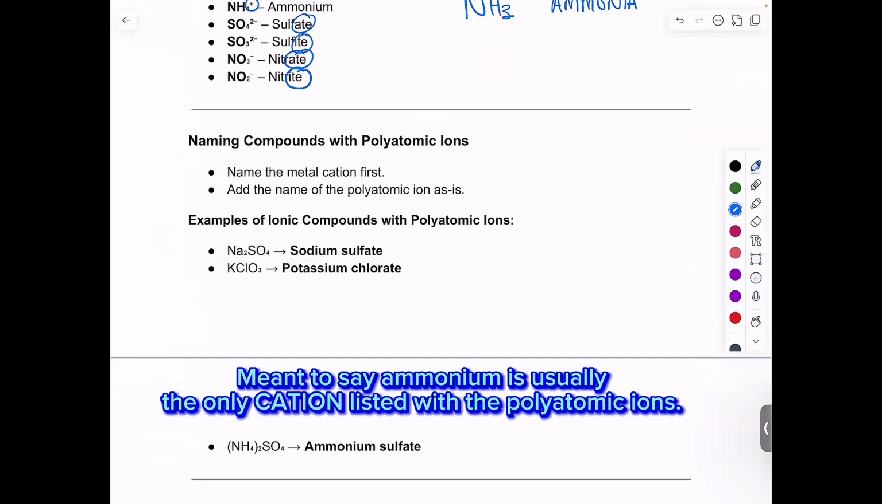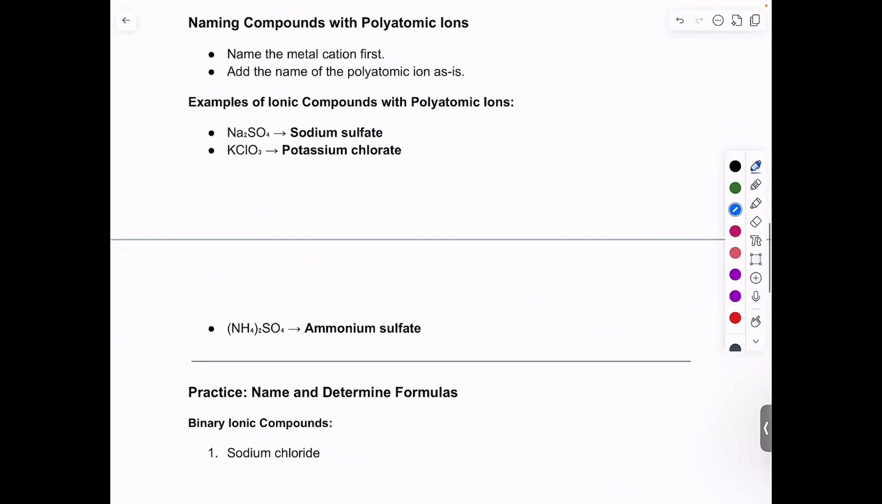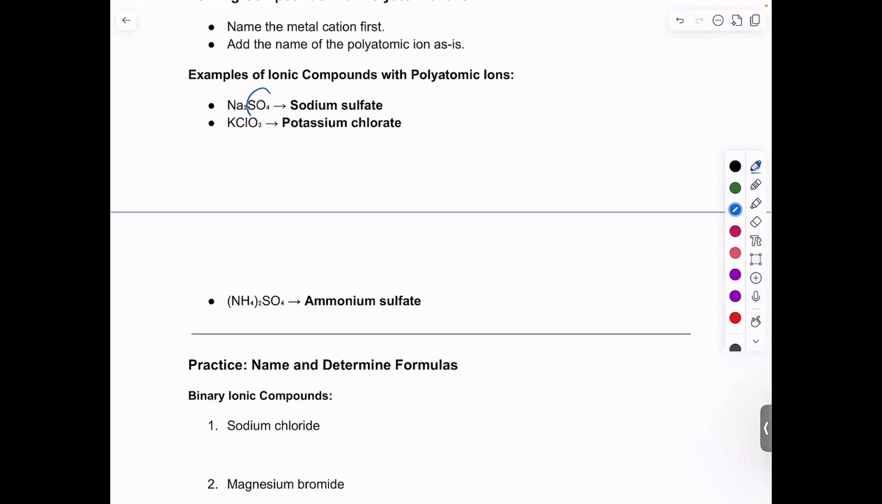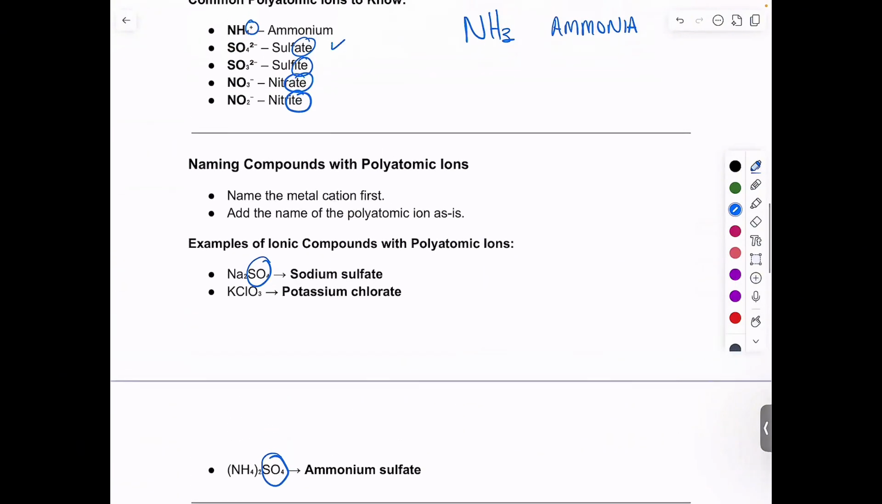I think most polyatomic ion lists will have ammonium, and that's it. There are no other common polyatomic ions that we deal with. So for examples, I have sodium sulfate, potassium chlorate, ammonium sulfate there. You can easily identify there's SO4, there's SO4, that's our sulfate that I talked about up there.